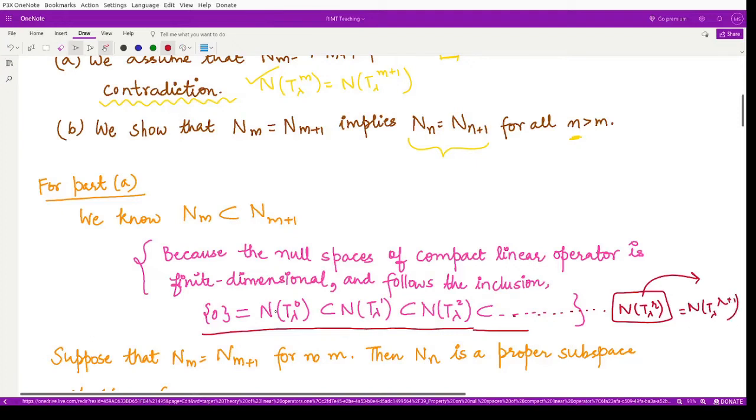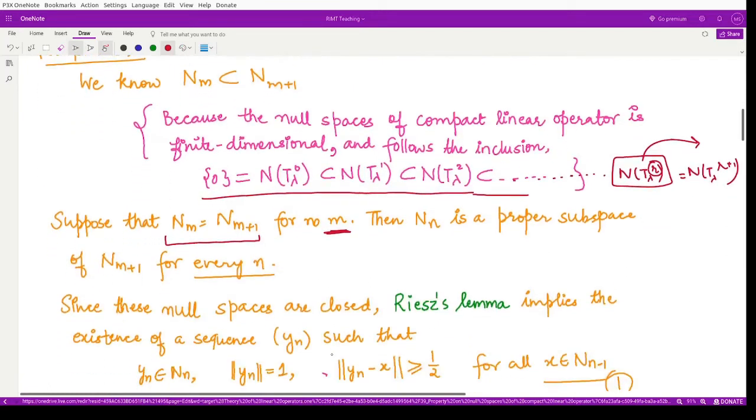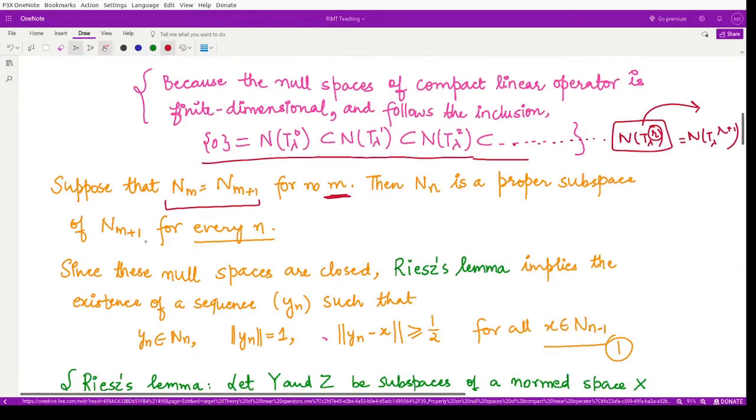So for this we are proceeding through the process of contradiction. We are saying that for no m, so here I am not taking the index r but the index m, the null space N_m is equal to the null space N_{m+1}. So both of them are equal for no m, right? In that case, N_n is a proper subspace of N_{m+1} for every n, right? So that means if they are not equal to each other, then one would be a proper subspace of the other.